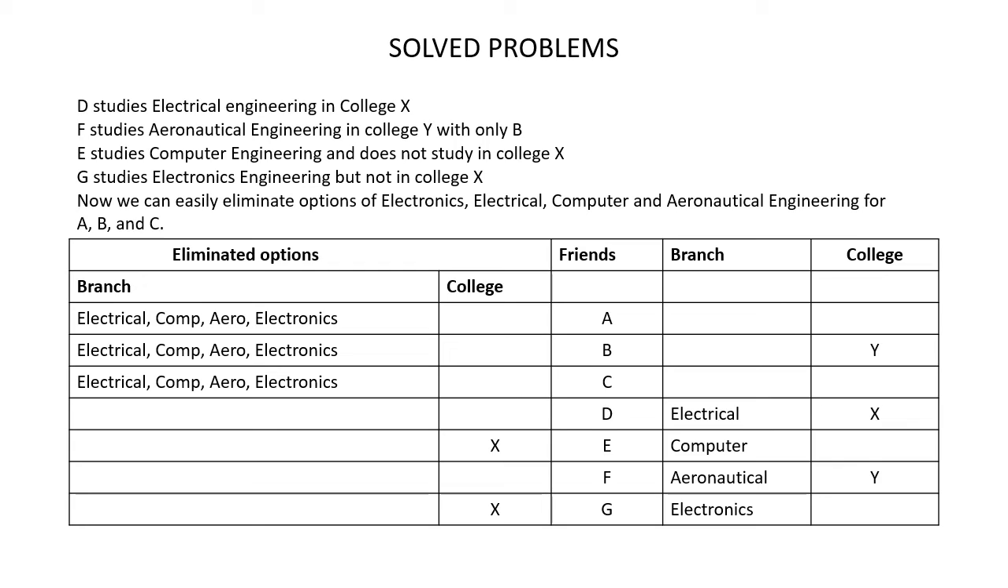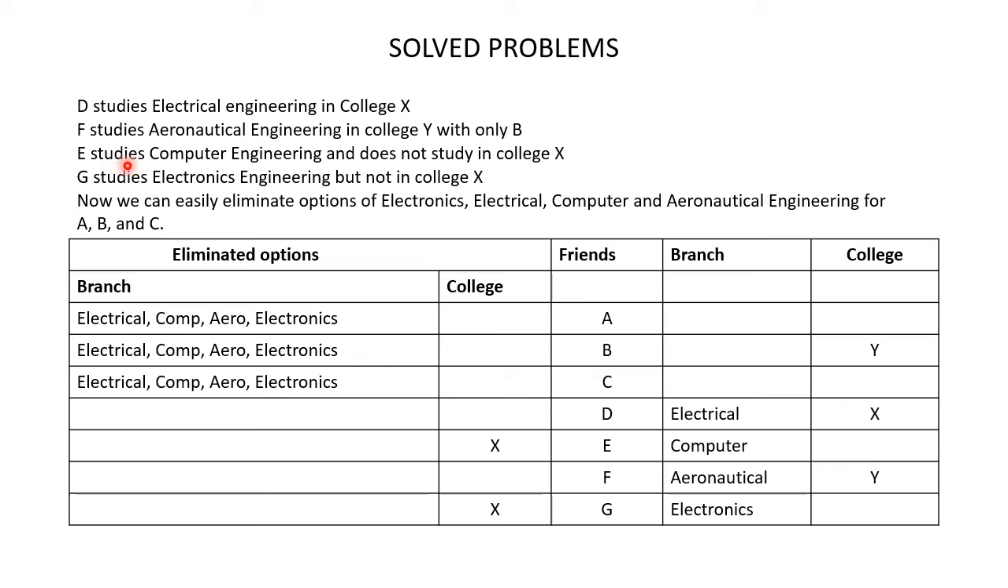F studies aeronautical engineering in college Y with only B. So write aeronautical engineering for F and college Y for F. This shows that F studies aeronautical engineering in college Y. He studies in college Y with only B. So clearly B also studies in college Y. Mark Y under college for B.